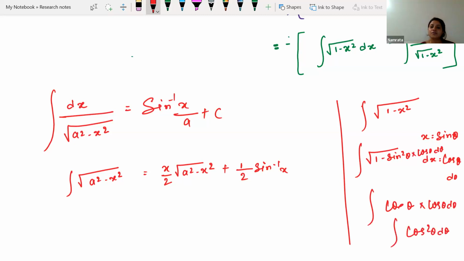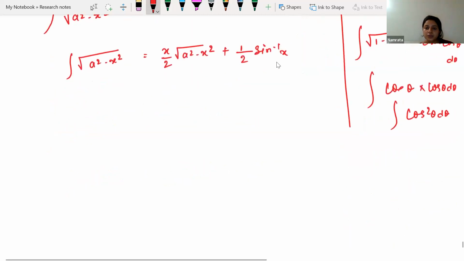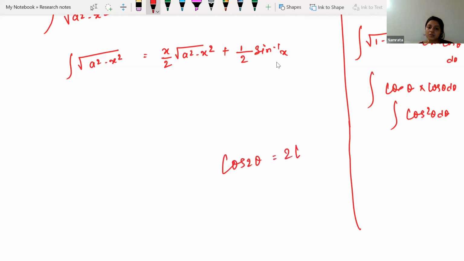d theta, which can be converted using a rule. Don't worry about this integration, I am telling you the result directly. So the cos 2 theta rule is 2 cos square theta minus 1. So cos square theta is cos 2 theta plus 1 by 2.